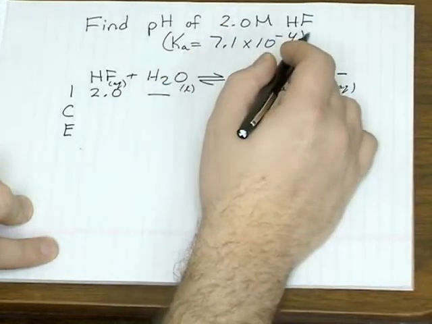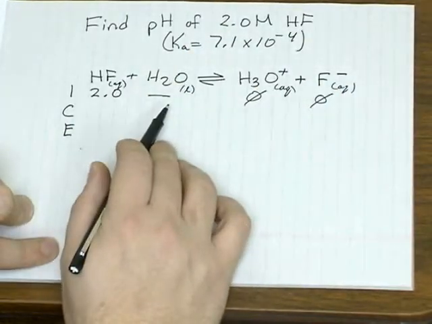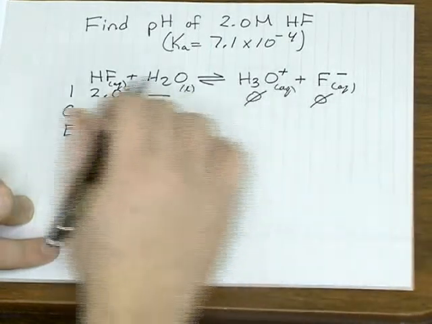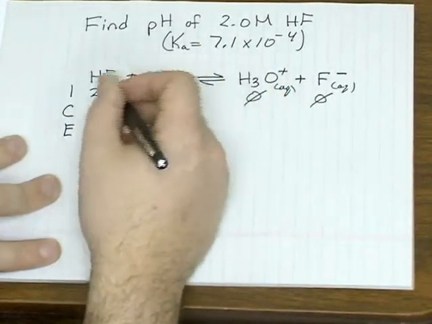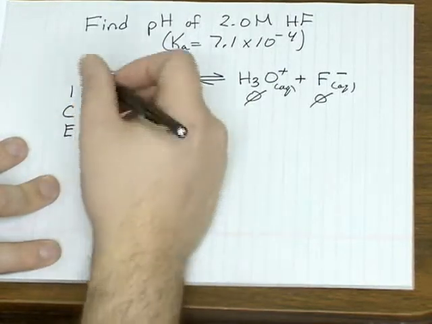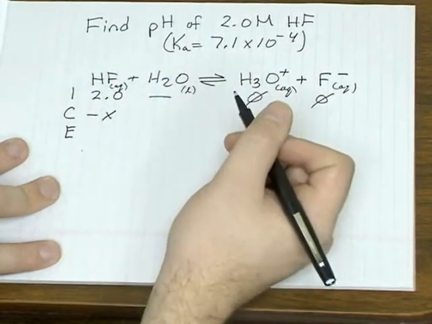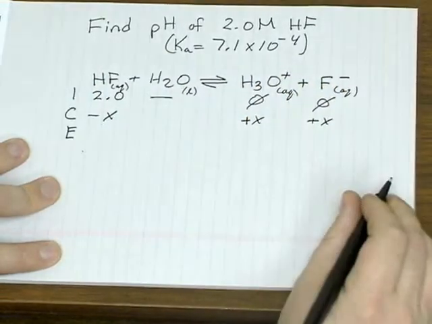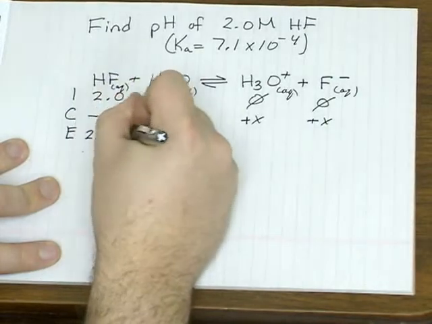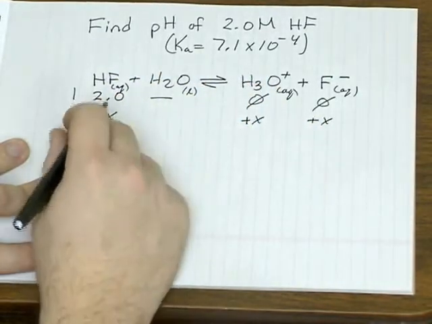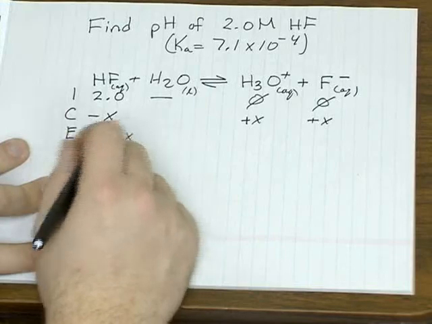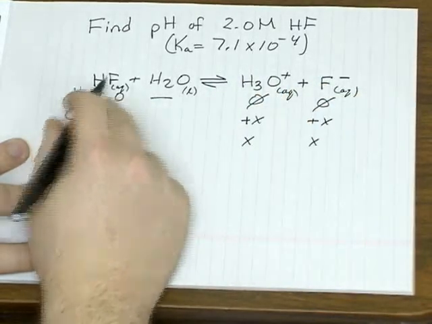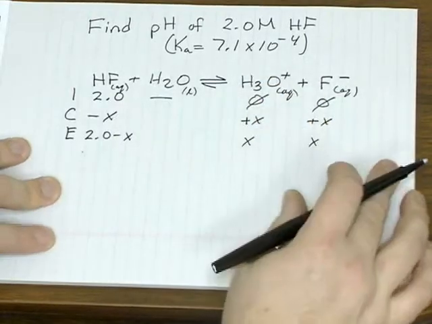So again, we take that as our initial concentration. Water we don't care about because it's a liquid. We have essentially 0 of each product before dissociation. But once it dissociates or reacts with water, you're going to lose X amount of HF, gain X amount of each product. So our equilibrium is going to be our initial minus the amount we lose during the shift. So 2 minus X for HF, X for each product.